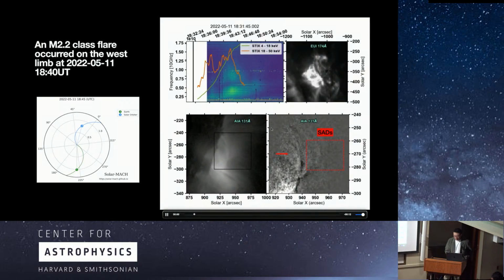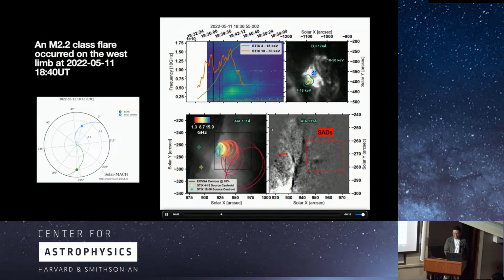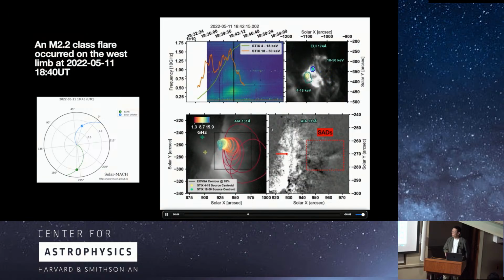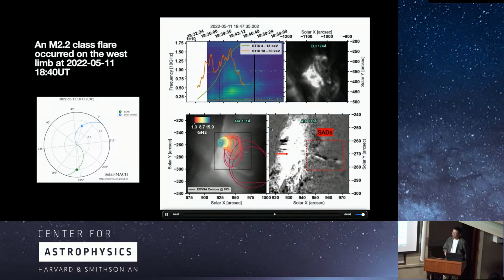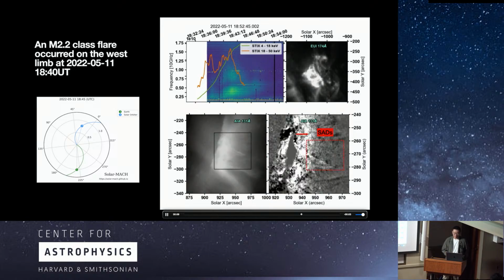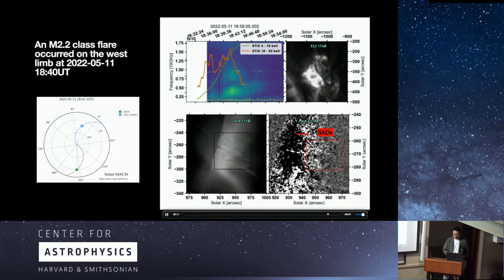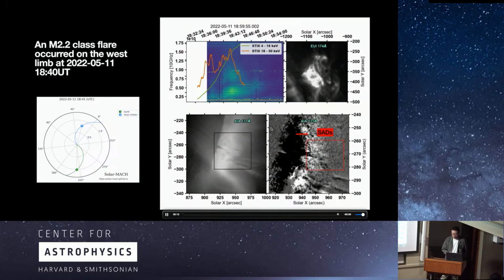So this is our study, co-observed by YOHKOH and the satellite Solar Orbiter. Solar Orbiter provides the X-ray images, with STIX on board, and our instrument YOHKOH provides microwave imaging spectroscopy.